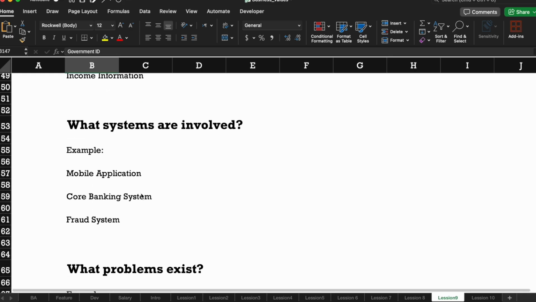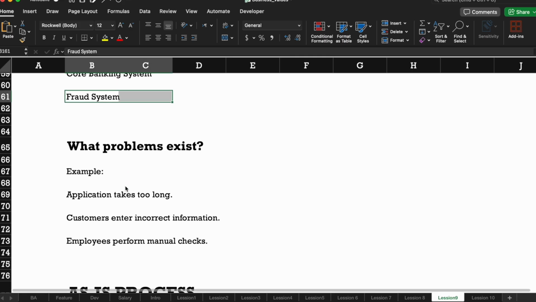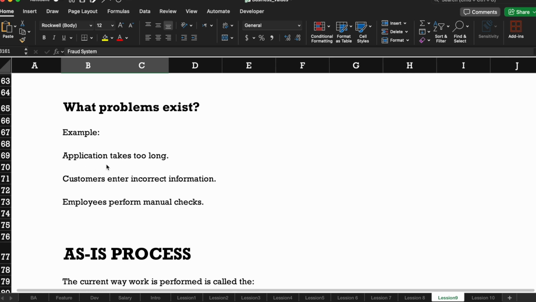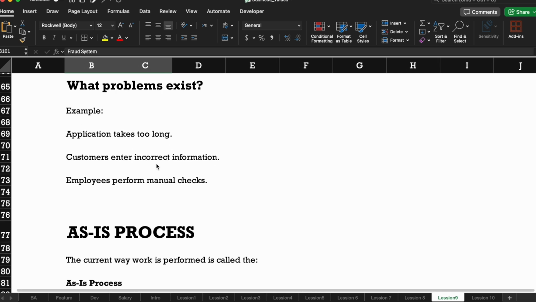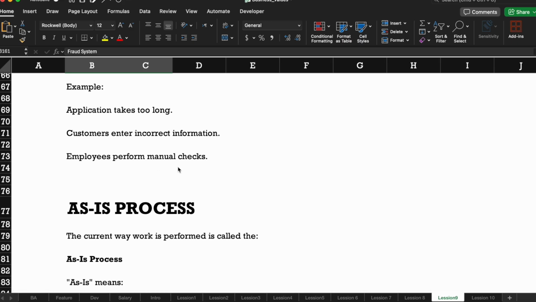What systems are involved? Mobile application, the front end, it collects information. Core banking validates the information. Fraud system validates and approves the detail. So what problem exists? For example, application takes too long, customer enters incorrect information, employee performs manual checks.